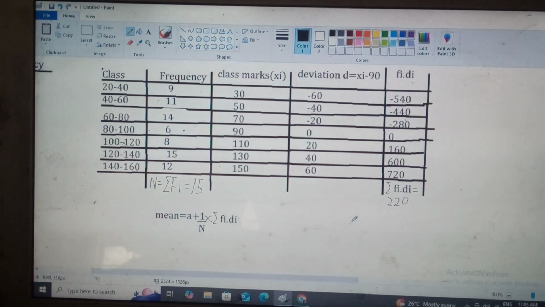So now the mean, also known as the average, is equal to A plus 1 over n. Now A is the assumed mean, which we took as 90. Now n is the summation of frequency. So it is A, the assumed mean, plus 1 by the summation of frequency into the summation of f of i into d of i. This f of i into d of i means frequency multiplied by deviation. It's the product of frequency and deviation, the summation of all those values.